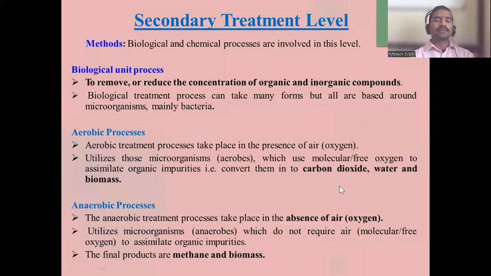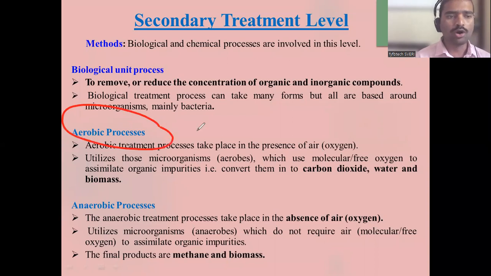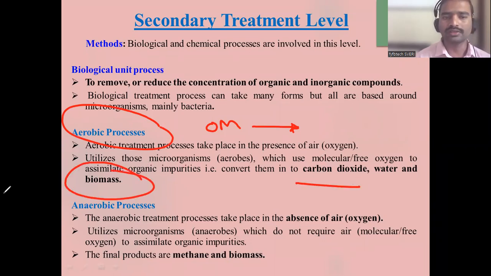Yes, sir. Now tell me. Organic matter will convert in the aerobic process. Which material will it convert into? Roll number 10, 15, can you tell me? In the aerobic process, organic matter is converted into which end product? Carbon dioxide and biomass. Okay. In the anaerobic process, organic matter is converted into methane and biomass. Okay.